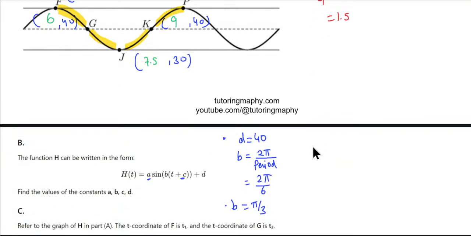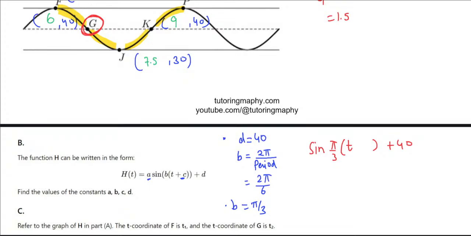Let me first actually write what we have so far. So I have sine of pi over 3 of t, and something will come here, and then plus the D value, right? So something will come here and something will come here. Now, the first option is you consider G as the point where it is starting from.